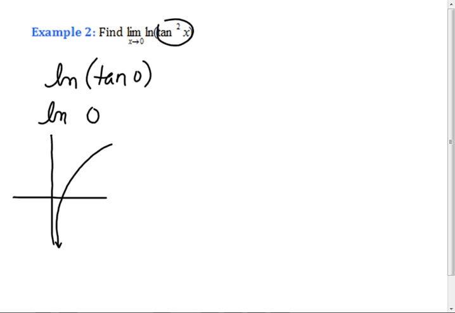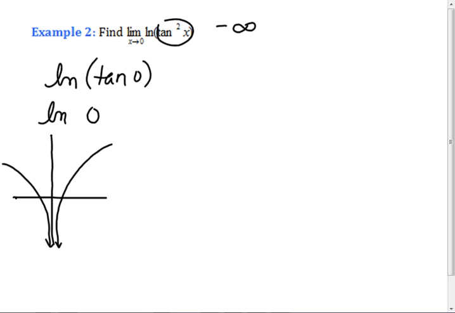Can you come in from the left side? It's tangent of x squared. What happens if you square a negative number? Yes, you can come in from the left side because it's squared. But either way you come in, it's going to what? Negative infinity. Yeah, this is the BC stuff.